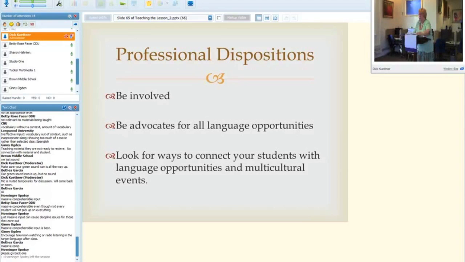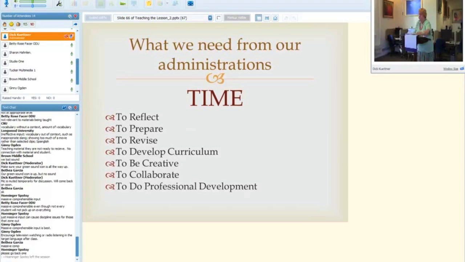And so now we've looked at the students, we've looked at us, and now what about our administrations? Some of us are administrators. Some of you are administrators. Sometimes we need to teach our administrators and be advocates for our profession. They need to understand that we do need to reflect.